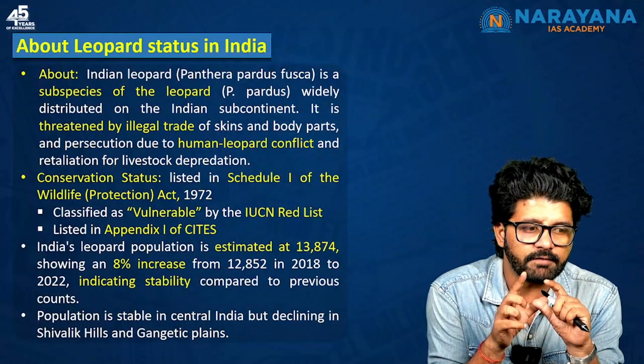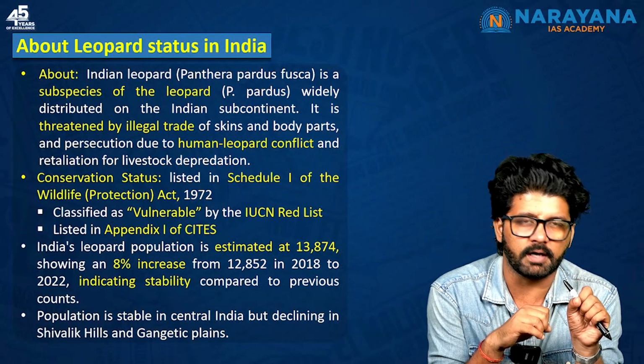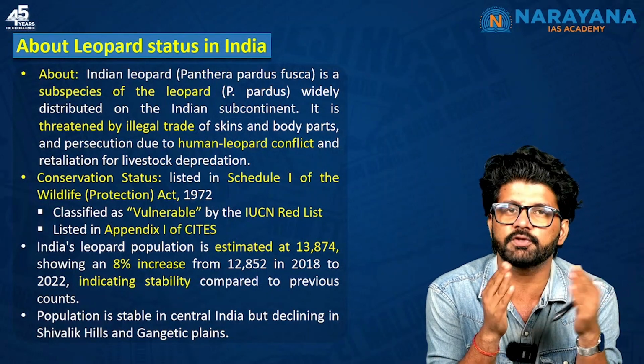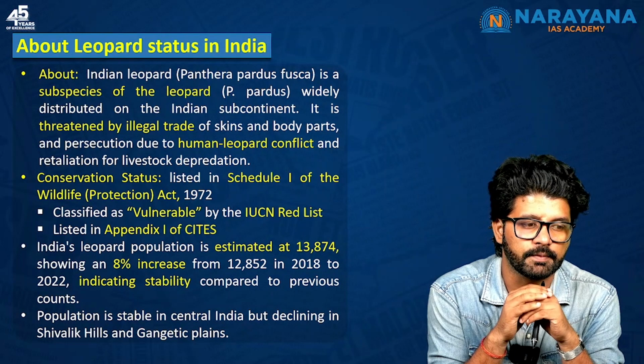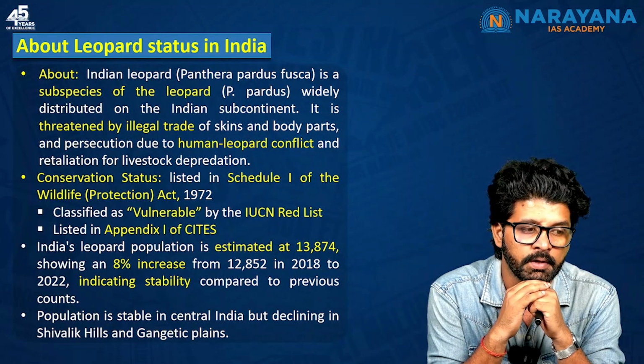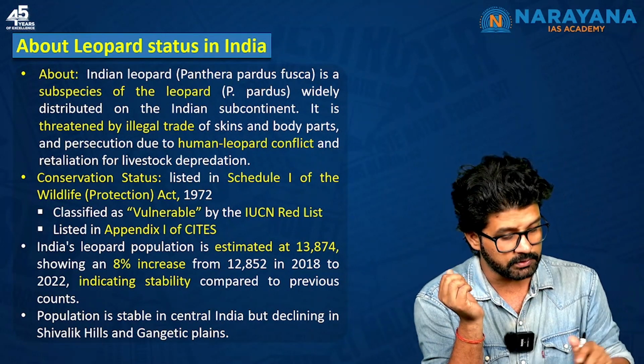Now, we are done with one major part of this particular article regarding Bannerghatta National Park: which river is running through the center of the park, and which hill range is surrounding it. Now the second part is about the leopard status.